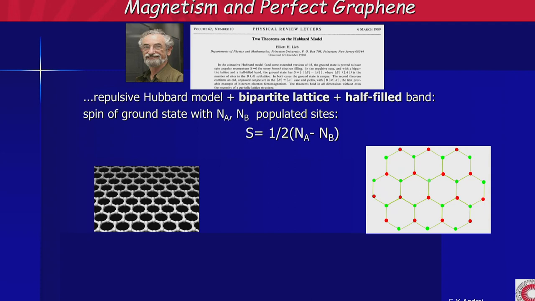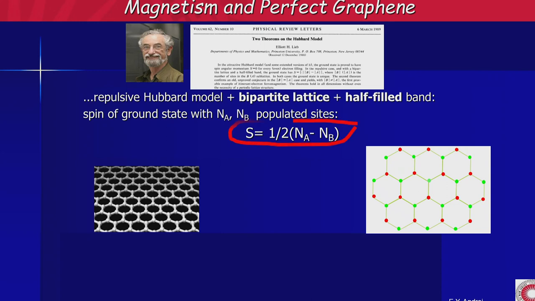Now, what does bipartite mean? Bipartite means exactly this lattice where you can take two colors, red and green, and you color your lattice so that every red atom has only green atoms around it, and every green atom has only red ones around it. And this is true for all the square lattices, for example, in three dimensions or two dimensions. It's not true, of course, for triangular lattices. So if you have a bipartite lattice and you put the Hubbard model on it, it's half-filled, as graphene would be at charge neutrality. So if you have NA atoms on sublattice A and NB atoms on sublattice B, the spin of the whole sample is very simple, given by 1/2 times the difference in populations.